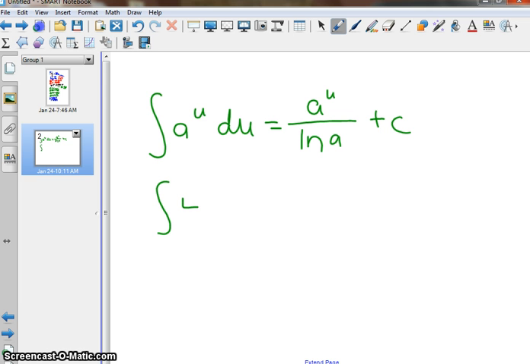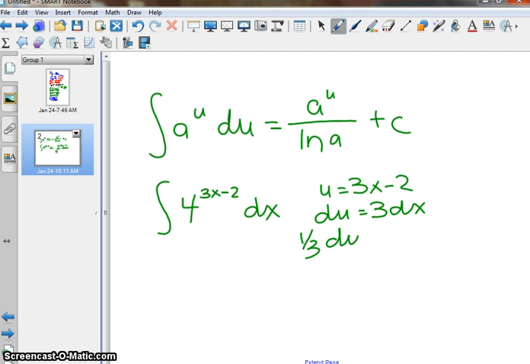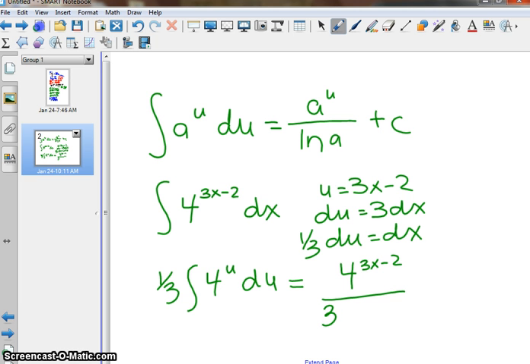So for example, if I have the integral of 4 raised to the 3x minus 2 dx, the exponent will be my u. The derivative of that is 3 dx. So I divide by the 3. So I will have 1/3 integral of 4 to the u. In this case, my base is 4. And I'm just going to follow the formula. So I rewrite the problem. I have my coefficient of 1/3, and then I divide by the natural log of the base plus c.